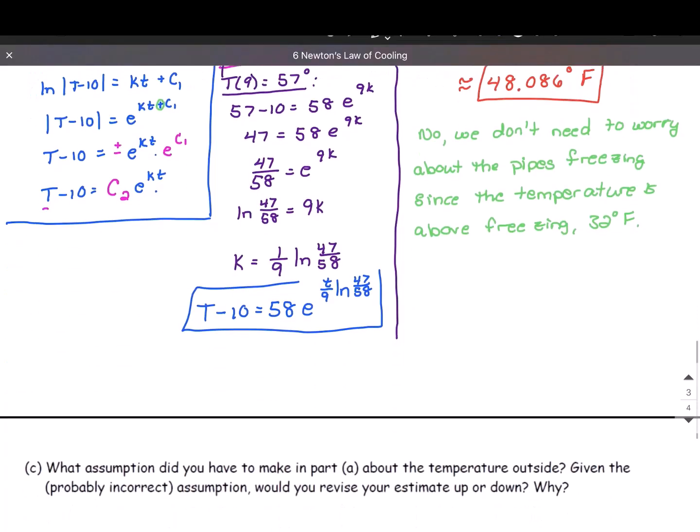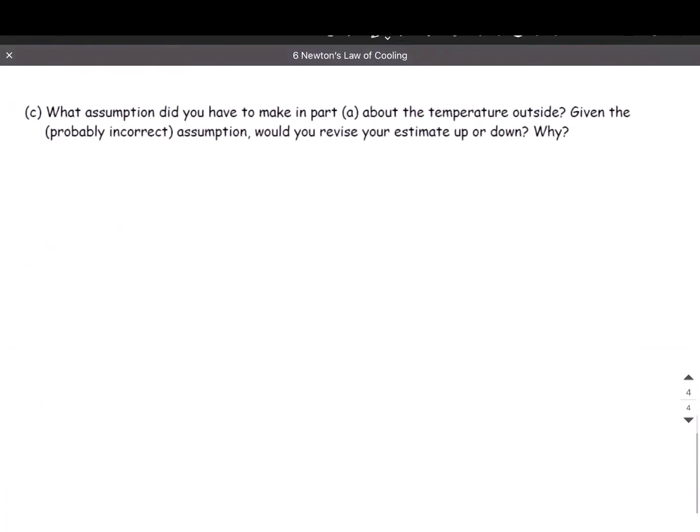Okay, so now let's see. One last part. What assumption did we make in part A about the temperature outside? We assumed a constant temperature. Okay. Now, given that probably incorrect assumption, because the temperature doesn't stay the same outside all day long, from 1 p.m. through the night to 7 a.m. the next morning. It doesn't happen, right?